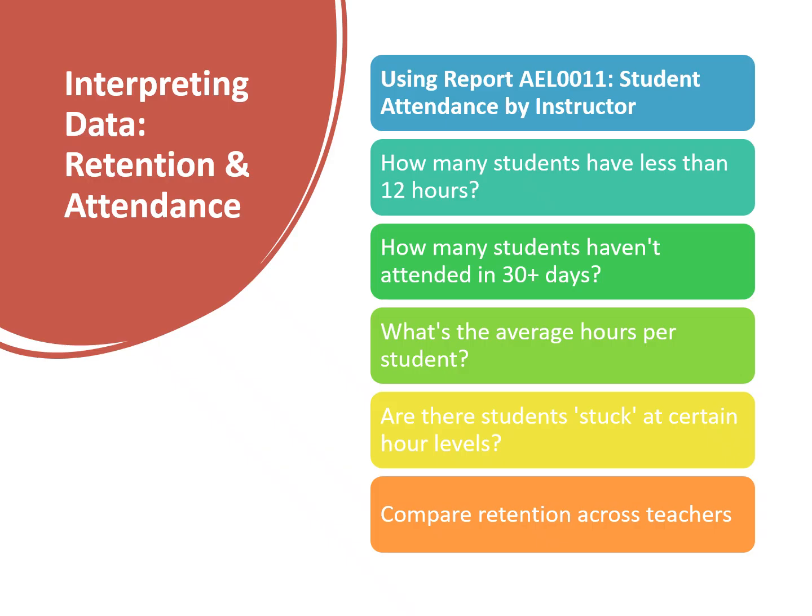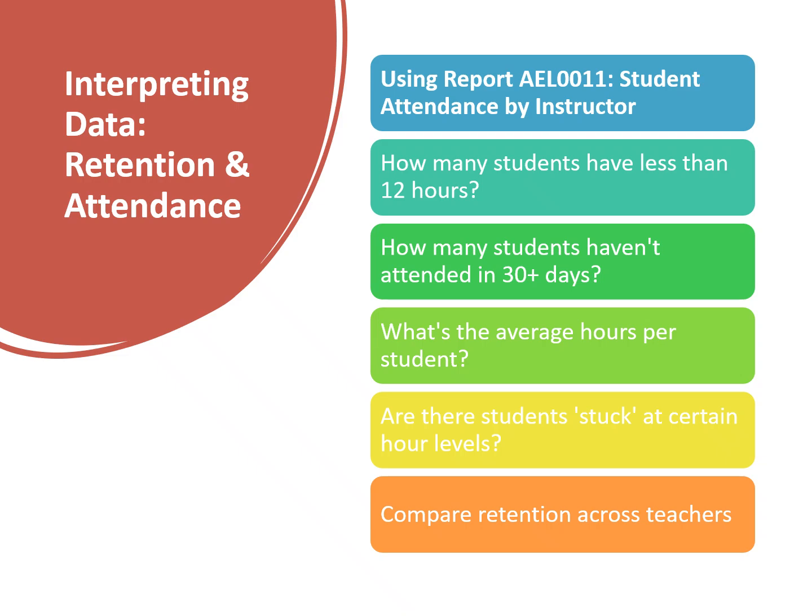The next question is, what's the average hours per student? Calculate this yourself. Total hours divided by number of students. If teacher A has students averaging 40 hours, but teacher B's students average only 8 hours, teacher B has a retention issue. Are students stuck at certain hour levels?